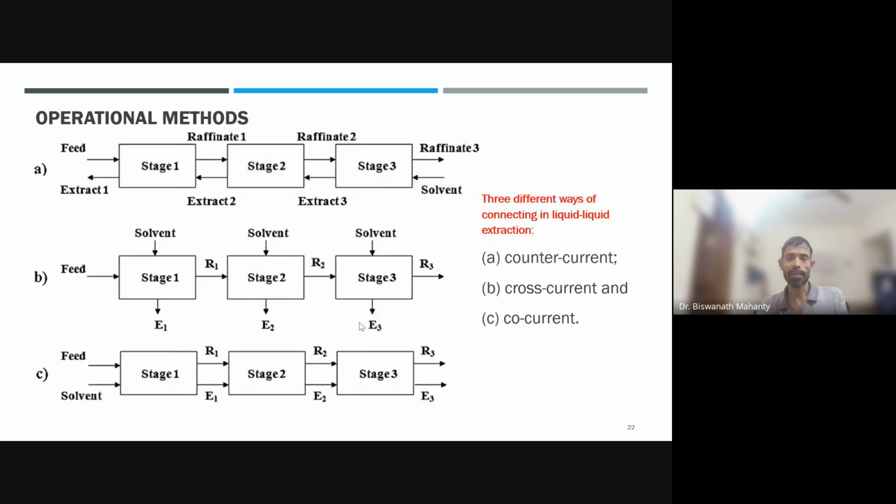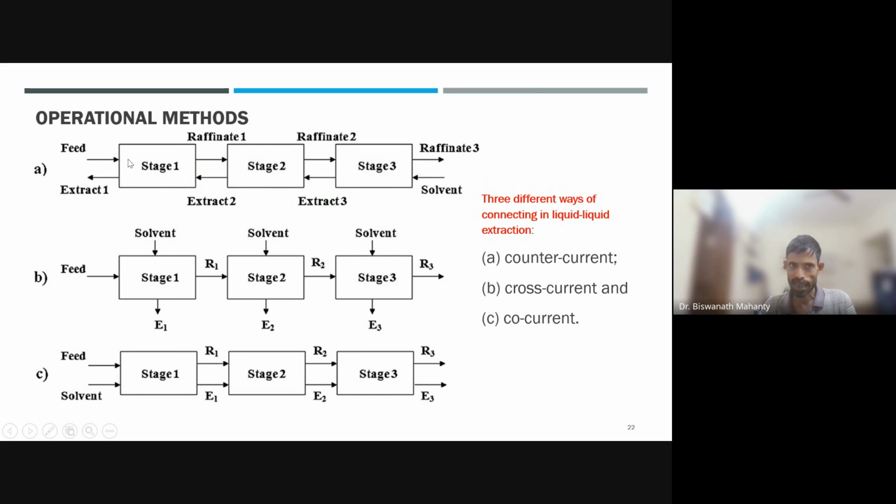Now, there are 3 different modes of operation we can have. One is, for example, in the first case, this is one stage. Stage basically is mixing and separation. So 3 different stages are shown. Feed is coming from left side, while the fresh solvent is coming from the right side. So basically they are interacting.